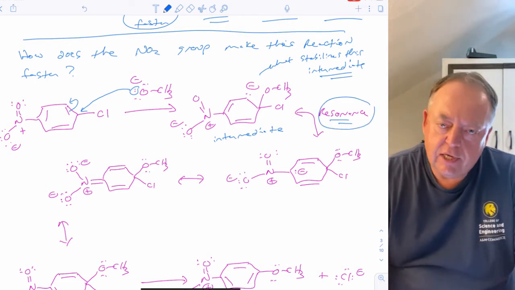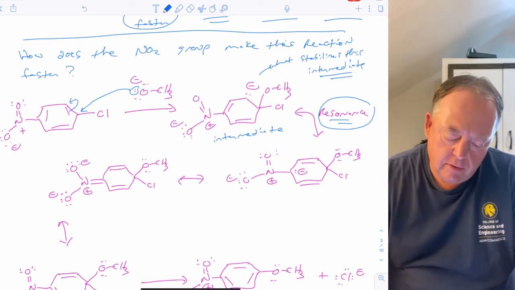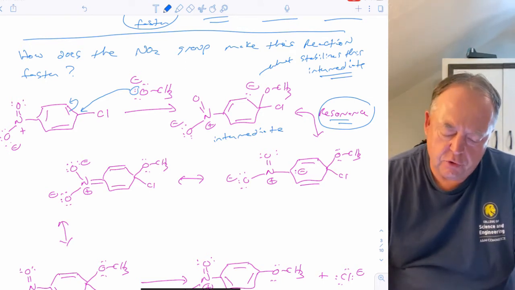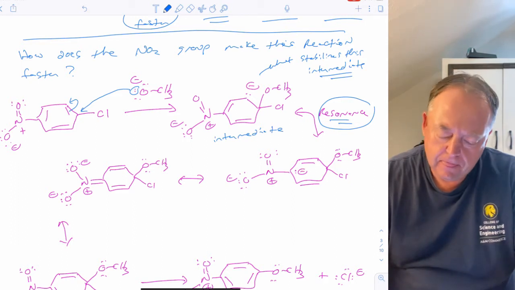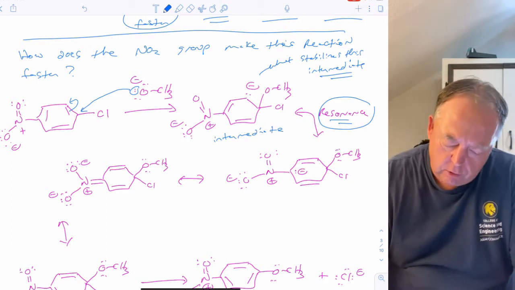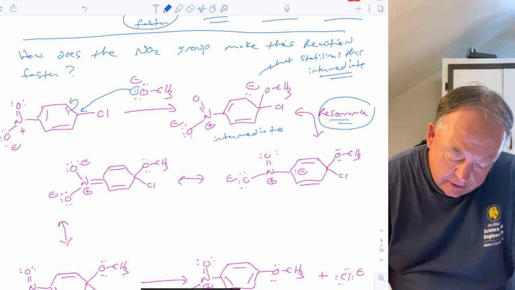Again, the more stable the intermediate is, the lower the activation barrier to make it, and so the rate of that reaction becomes faster. So how can the nitro group help? Well, let's start drawing resonance structures and see how the nitro can help.